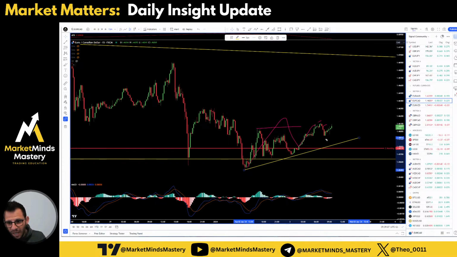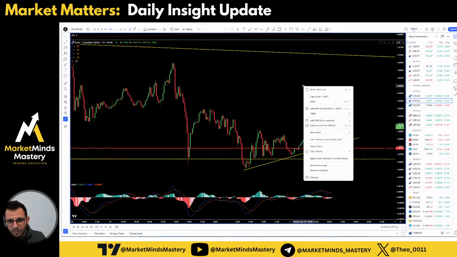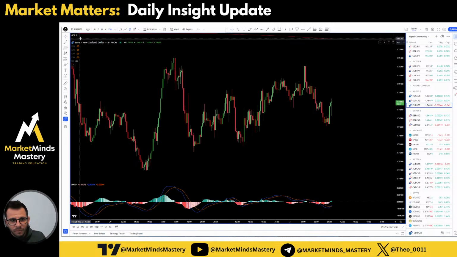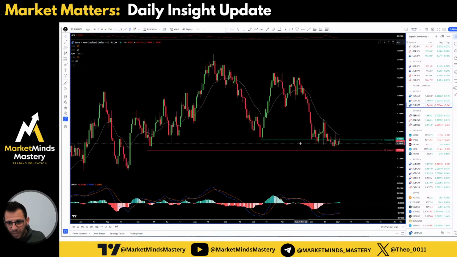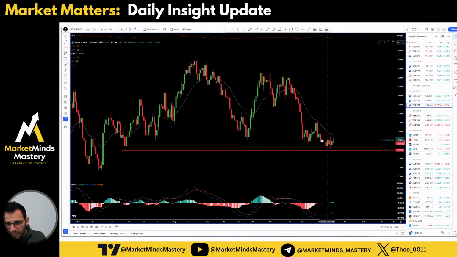So price made this higher high here, and this is a swing low. If price breaks below this swing low and also this upward trend line, in my opinion, we are good to go for shorts. Euro New Zealand, I think it's hovering between the support and resistance, and that's not a very good signal, to be honest.